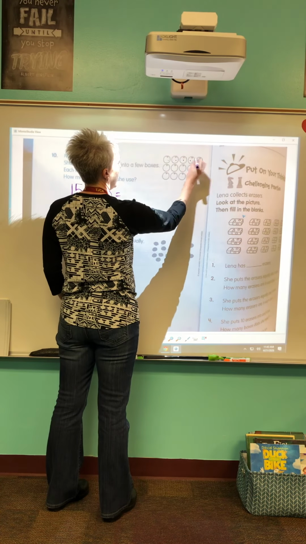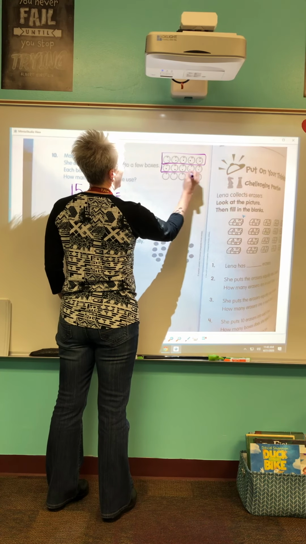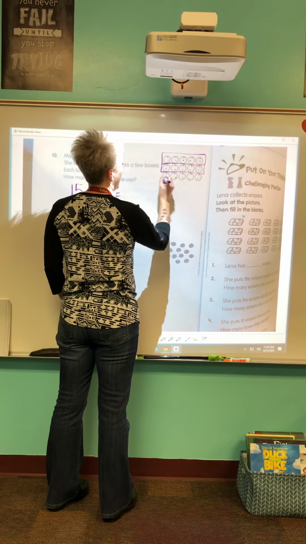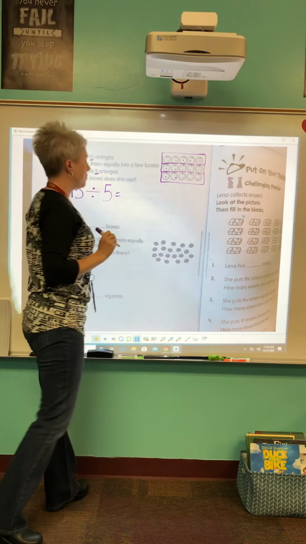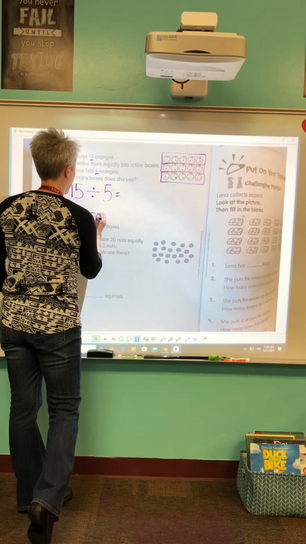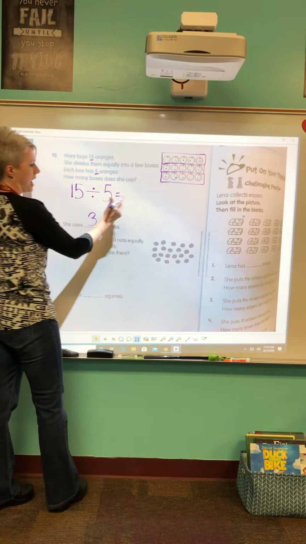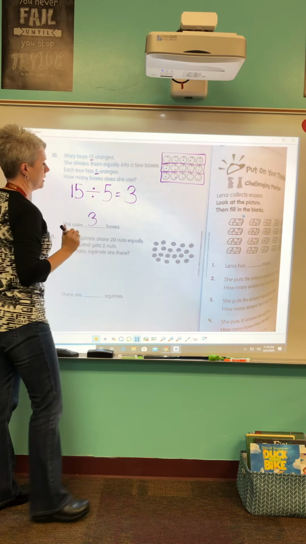1, 2, 3, 4, 5. There's one box. 1, 2, 3, 4, 5. There's another box. 1, 2, 3, 4, 5. How many boxes did we use? 1, 2, 3. She uses 3 boxes. 15 divided by 5 equals 3.